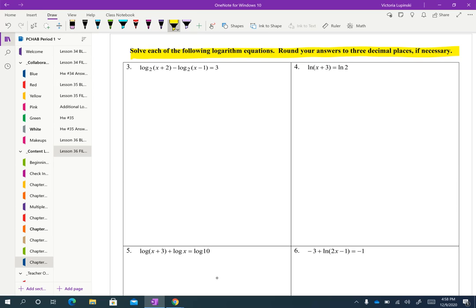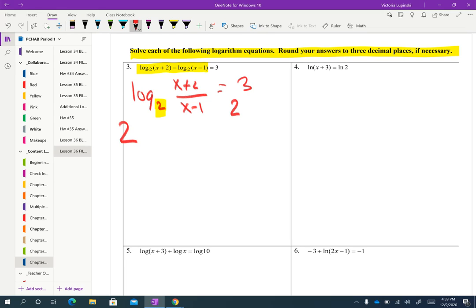So in number 3, notice that even though we don't have logs on both sides, we do have multiple logs on the same side, which means we should first put them together using the log properties. So we're going to go ahead and take that subtraction and turn it into a division. So log base 2 of (x plus 2) over (x minus 1) equals 3. Then, because we only have logs on one side, and because it's log base 2, remember we're going to exponentiate both sides. So we're going to make it 2 raised to the left side equals 2 raised to the right side.